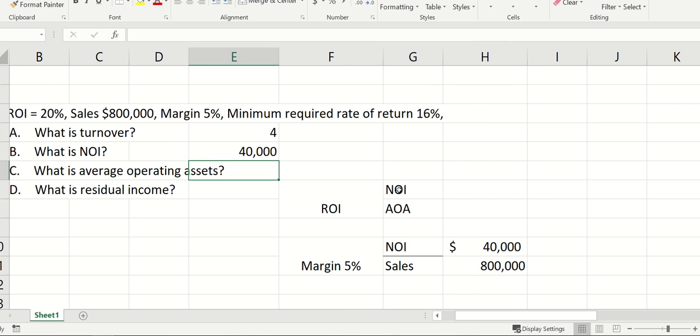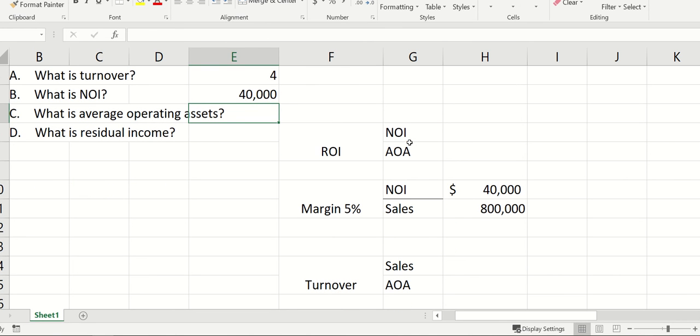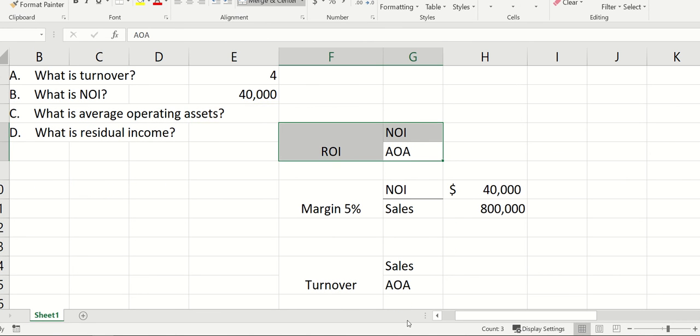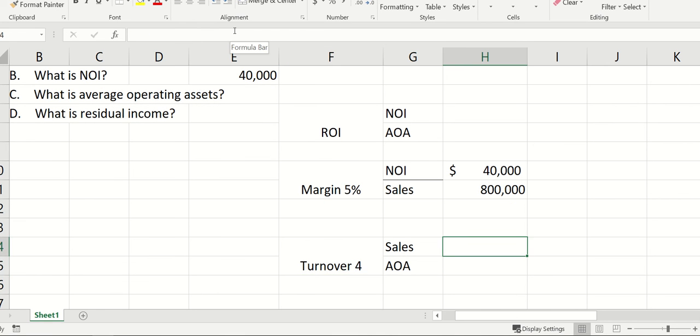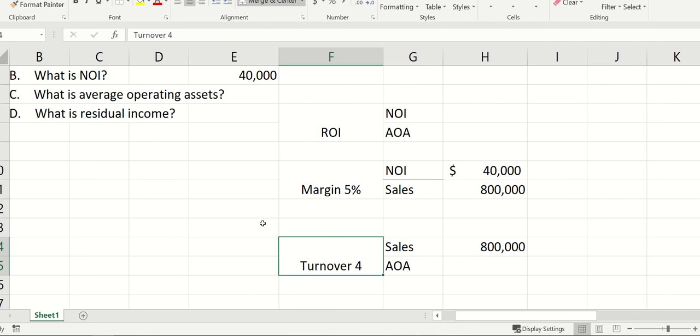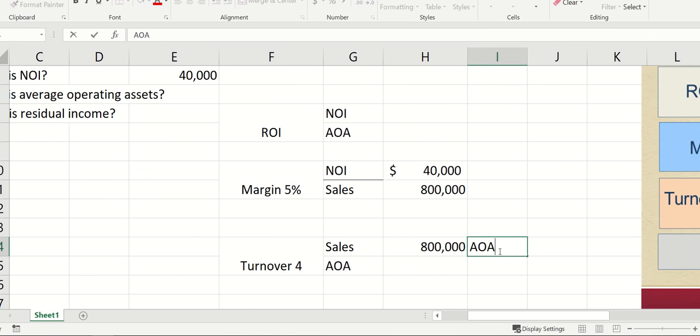What is average operating assets? So we could use our ROI, or we could use our turnover, because we do have turnover. So turnover was 4, sales 800,000, and I don't know average operating assets. In order to isolate your average operating assets, you would multiply it over here by your turnover, and then you would need to divide your turnover under here. So average operating assets would equal sales divided by turnover.